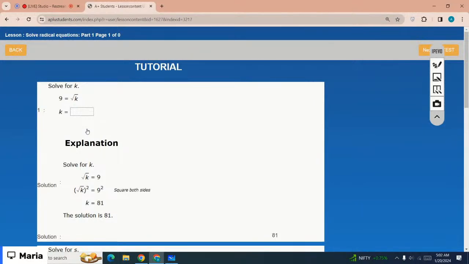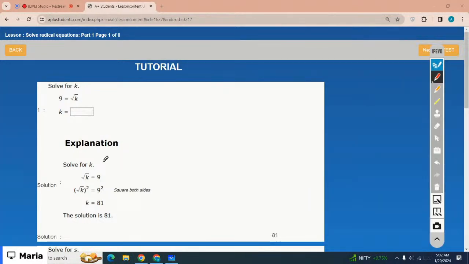9 equals square root k, right? You have to calculate the value of k. You have a square root on k. First of all, you have to remove that square root. You have to square both sides, right? Square and square root cancel, you are left with k, and 9 squared equals 81.